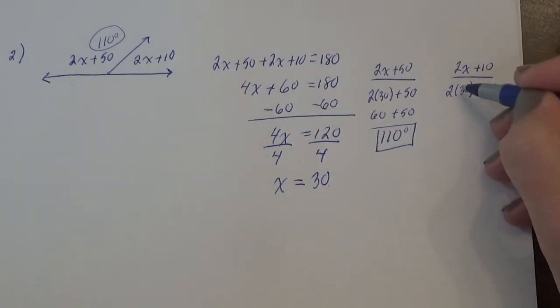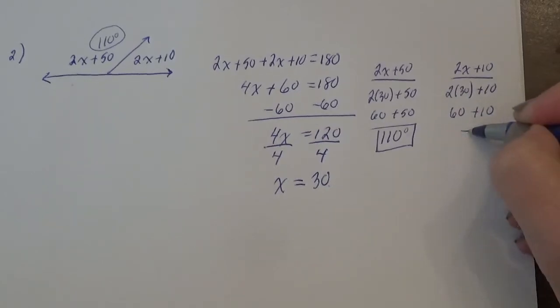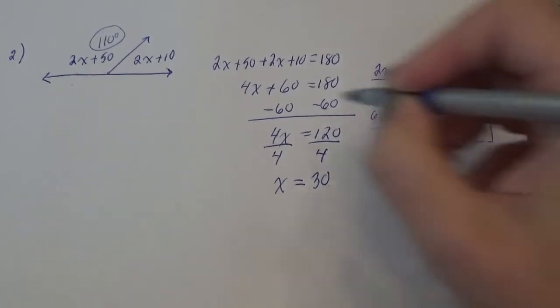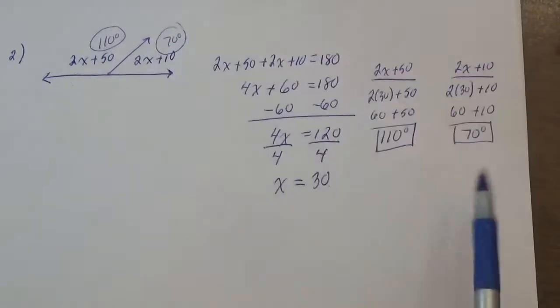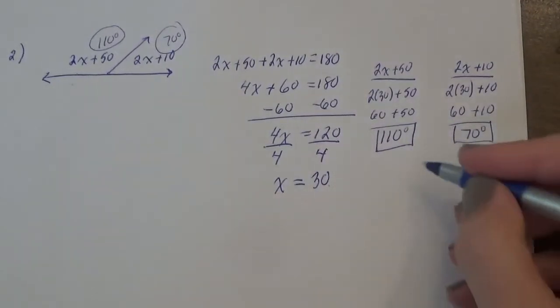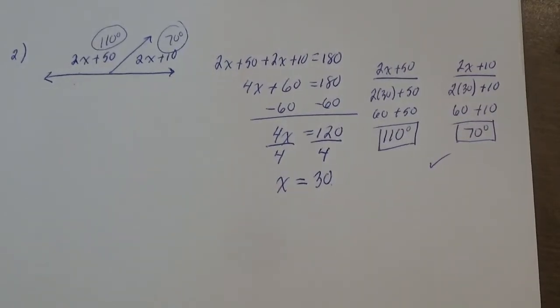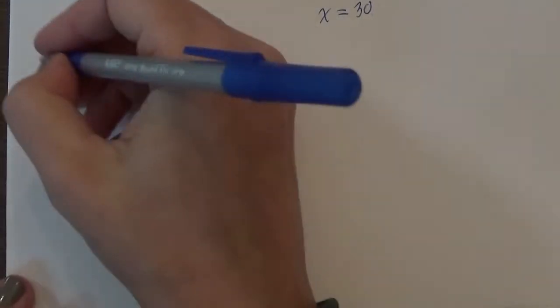Let's see, 2 times 30 again is 60. This time plus 10 is 70. So this one is 70. Does that make sense? 110 and 70. Yeah, those add up to 180. That's a check. Nice. Okay, good. Let's try one more, the last kind of angle here.